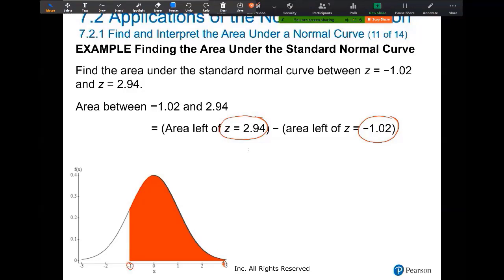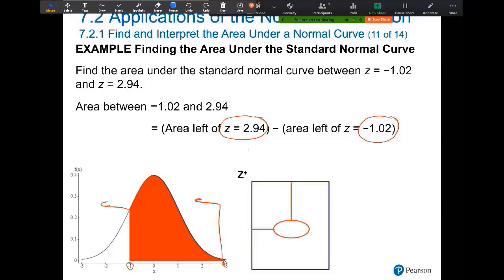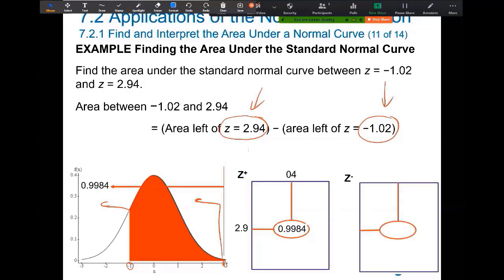Then we need to find the area to the left of this point and the area to the left of this other point. The difference between these two areas should be the area in the middle. In the table, let's find first the area to the left of 2.94. The area to the left is 99.84. And the area to the left of the other value must be found in the negative z-score table. We need to find negative 1.0 in this column and the second decimal in this row, and in this intersection we find the probability to the left of this z-score.